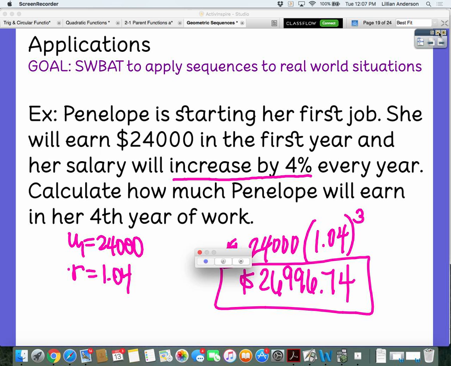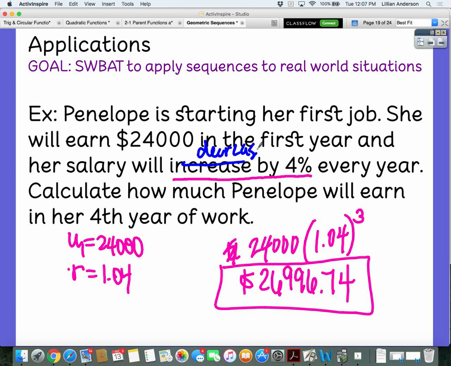Okay? So I'll write that down. If it said decrease by 4%, then your ratio would have been 0.96, which is basically 96% of her actual salary. Okay? Questions on that? Trying to cover two things in one.